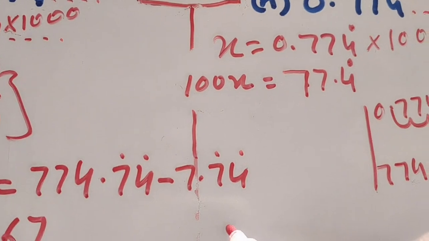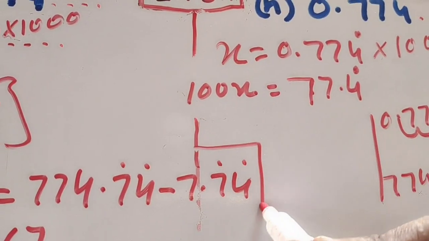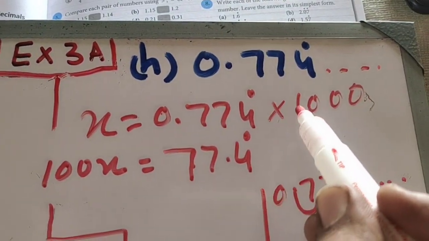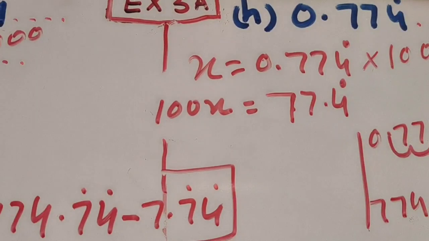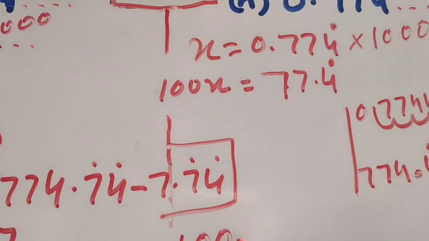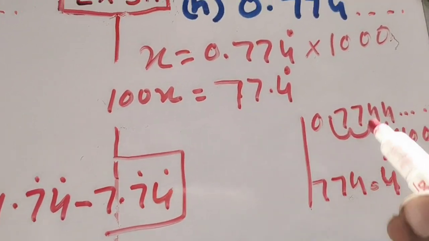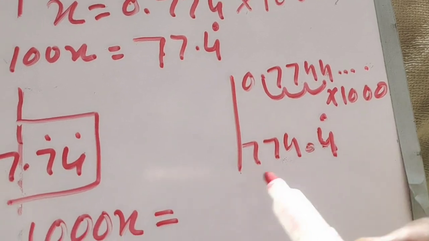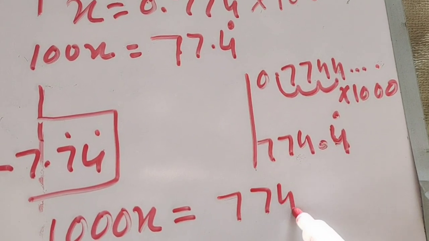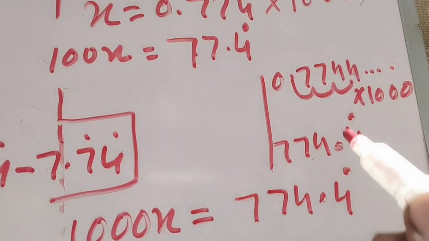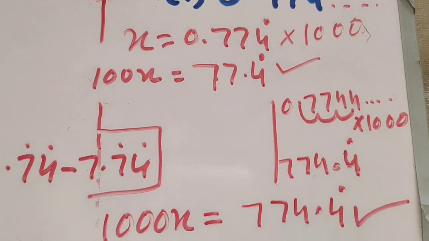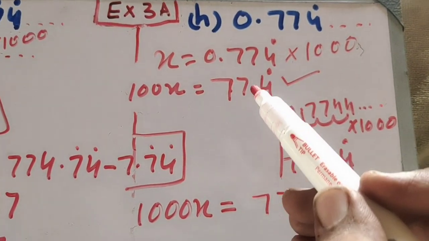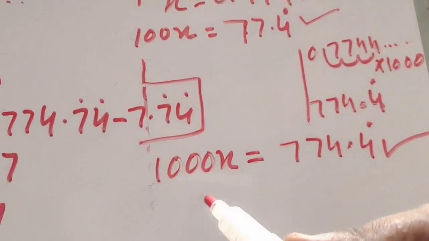So now we will write it. Write your answer here. You multiply 1000 with x also, because the whole equation is multiplied with 1000. So it becomes 1000x is equal to, now multiply 0.774 dot with 1000. The answer will be 774.4 dot. Now these two are the new equations formed, so we will subtract these two equations, from smaller to bigger.